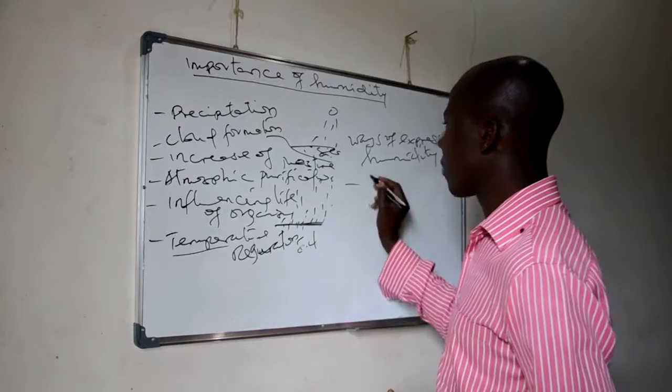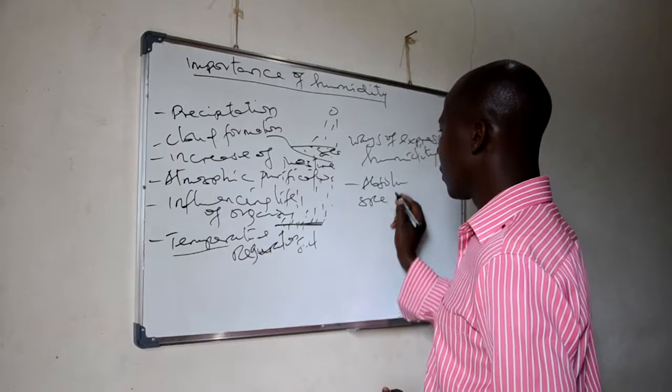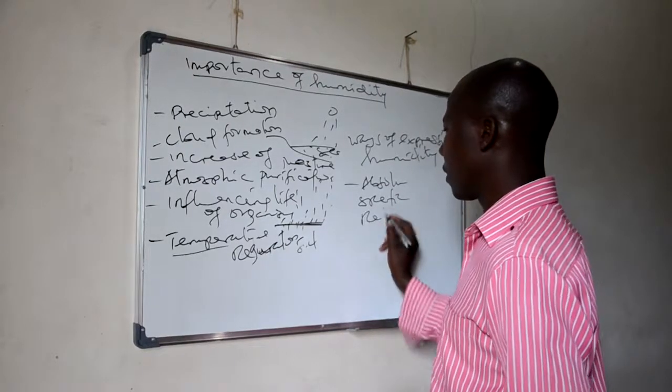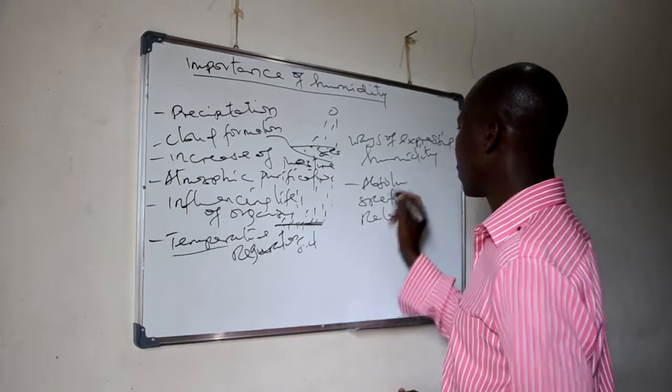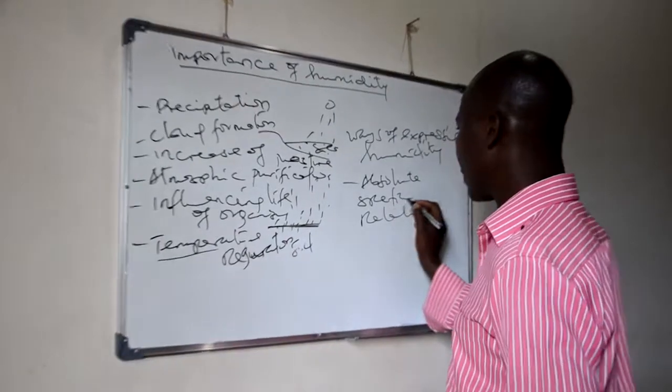Okay, let's study the ways of expressing humidity. There are three common ways of expressing the humidity of the atmosphere. These are absolute humidity, specific humidity, and the third one is relative humidity.